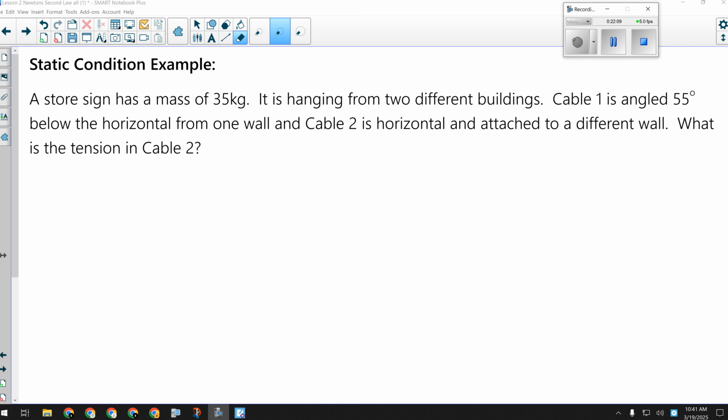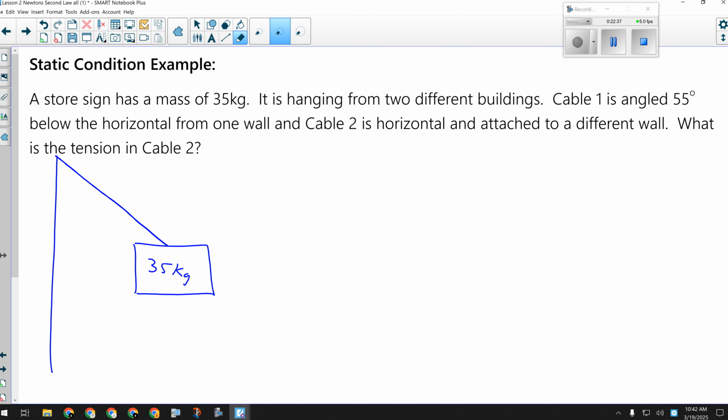All right, so I have this sign. Its mass is 35 kilograms. It's hanging from two buildings. Okay, and thus it has two cables attached to it. Cable 1 is angled 55 degrees below the horizontal from one wall. All right, I'm just going to draw that wall over here. Okay, and I'm going to draw a cable that is angled below the horizontal attached to the sign. Okay, and I'm going to say that that angle there is 55 degrees below the horizontal.